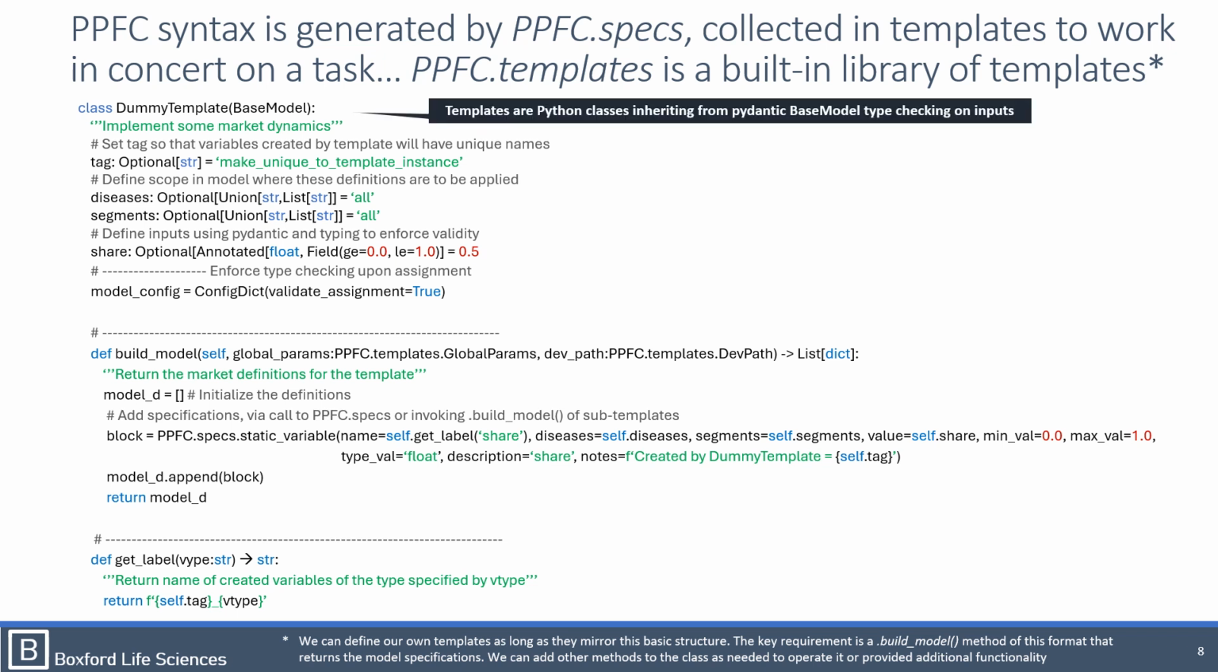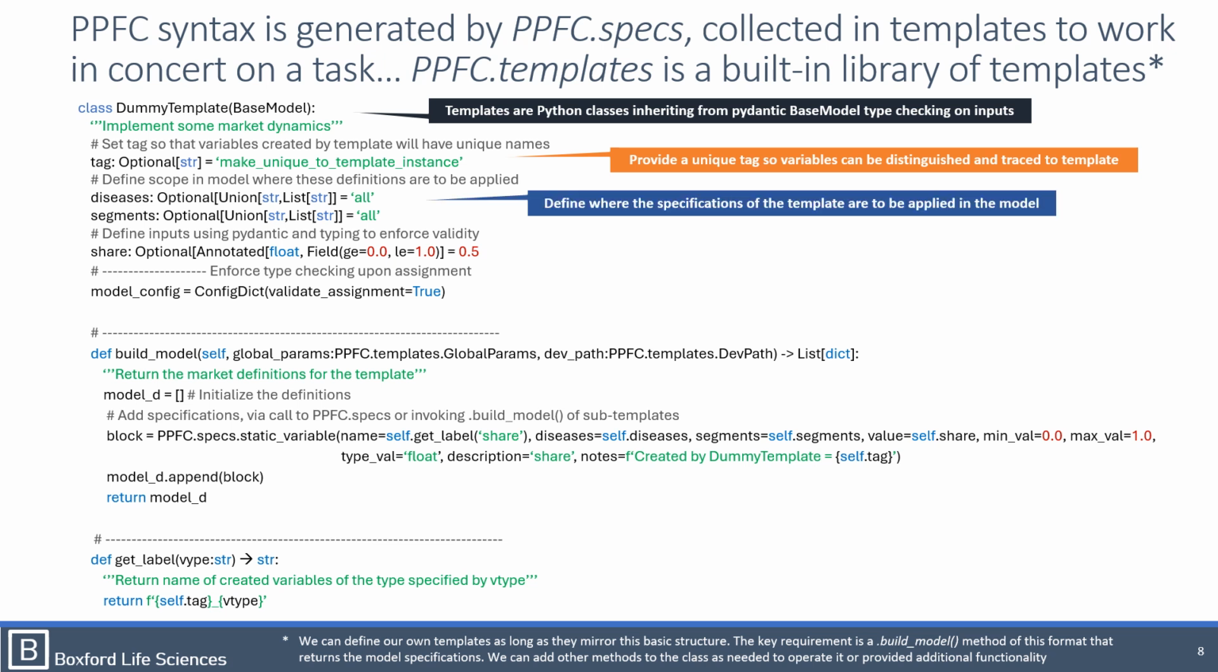These templates are Python classes that inherit from a package called Pydantic, the base model functionality that allows you to do type checking on inputs, so that as we provide inputs, in addition to giving defaults, we can say what type of values they need to be and what the limits are in terms of potentially upper bounds or lower bounds that we want to apply. We provide generally a tag, which is going to be a unique name for this template so that the variables that it creates are distinguished from all the other variables that are created by potentially the same type of template, but in different parts of the model.